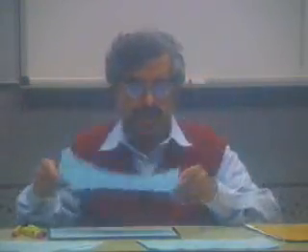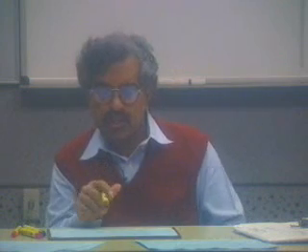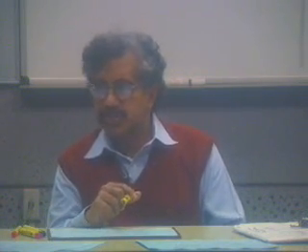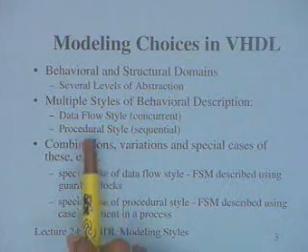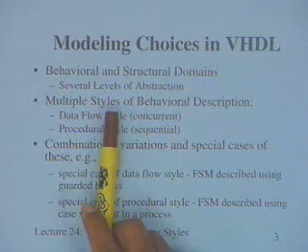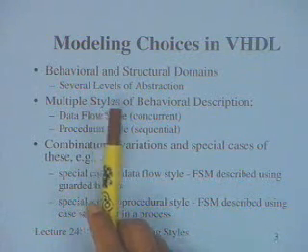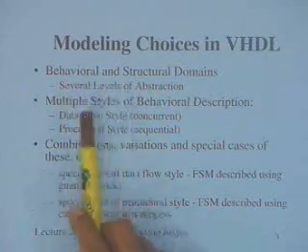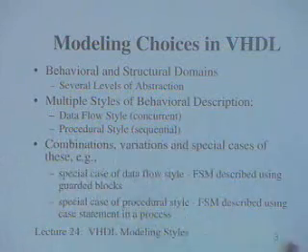So this is what we describe over here. We have several levels of behavioral and structural domains. We have several levels of abstraction, as we have just described. So we have abstractions at gate level, Boolean gate level, RTL module level or subsystem level. Similarly, in the behavioral domain, we also have several levels of abstraction. Multiple styles of behavioral description.